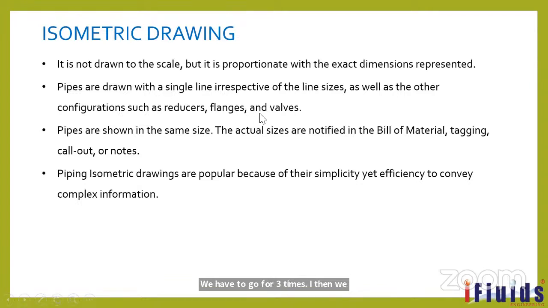But in the isometric drawing, it will be a single line size only, because only the center line will be shown, and then it will show the reducers, flanges and valves. The actual sizes are notified in the bill of material. In every isometric drawing, there will be one column on the right side showing the BOM, bill of material, and notes, whatever special notes there are, fabrication, cut piece length, everything will be shown in the isometric drawings. Piping isometric drawings are popular because of their simplicity in conveying complex information. So the piping isometric drawing is the base for fabrication of piping.